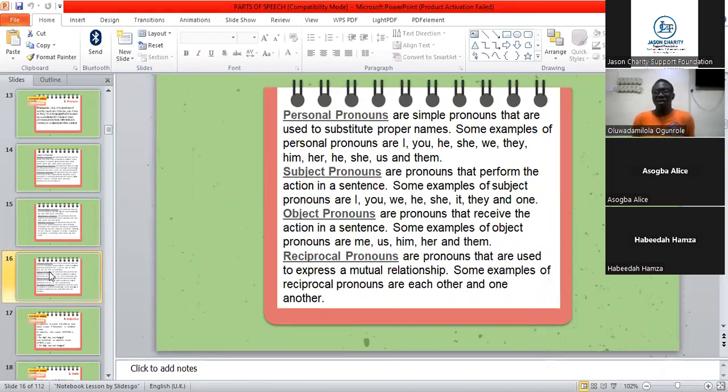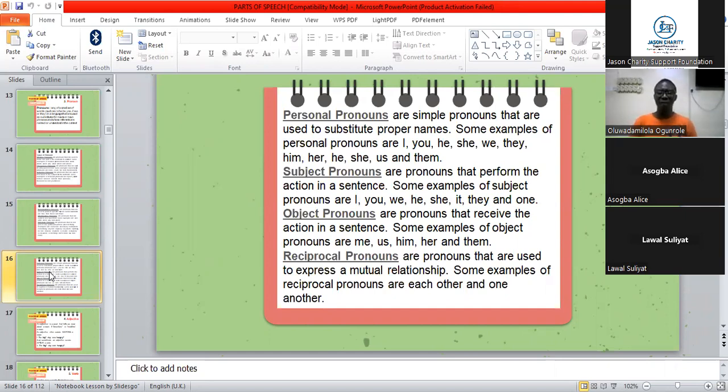So we can have an example. Damilola is my name. It's a proper noun. If I'm going to replace that with a personal pronoun, I will use it as I. Now, using it as I means that I have replaced a proper noun with a personal pronoun. So that is how you use your personal pronoun.